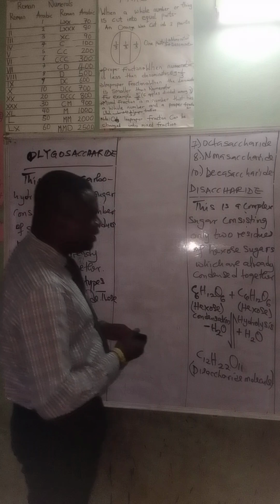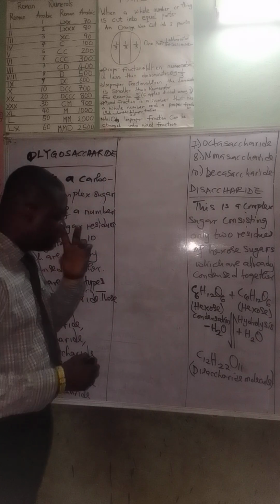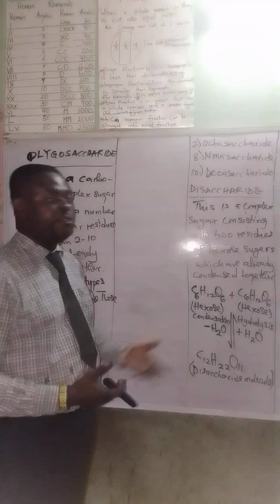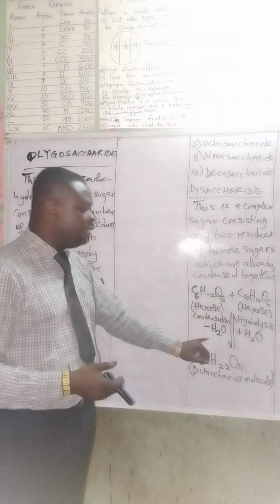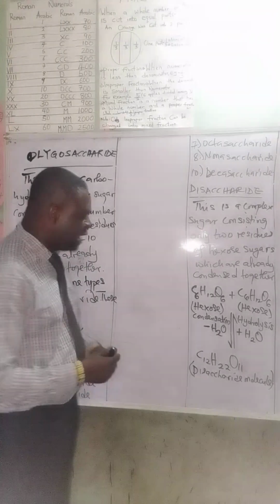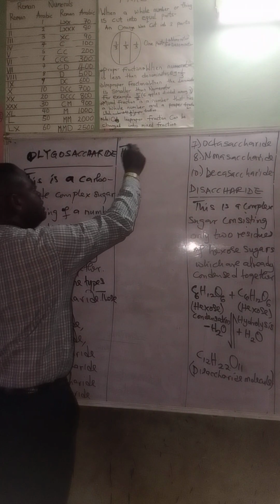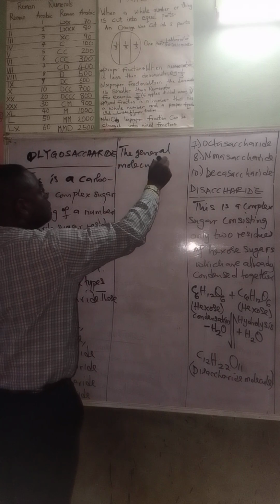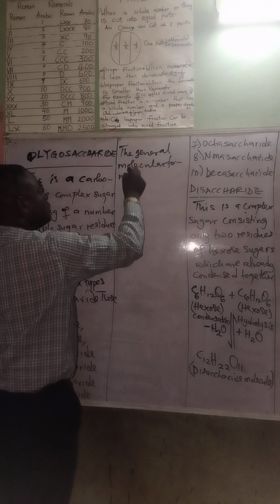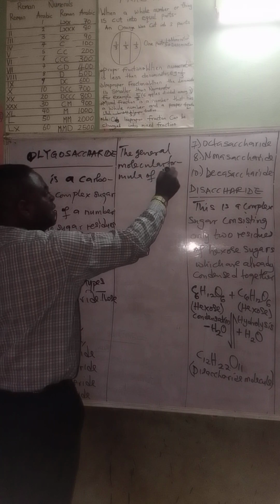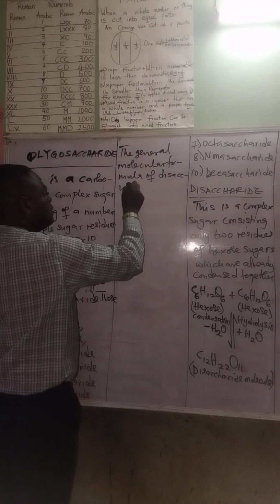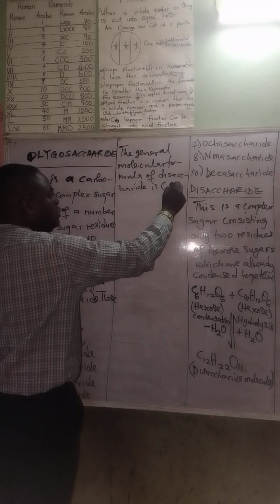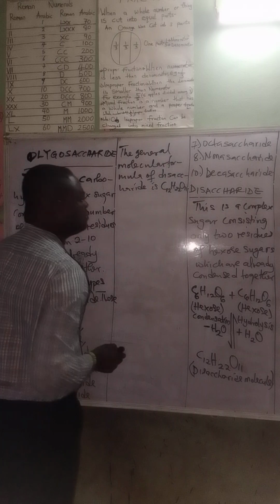So that is why I said disaccharide is a complex sugar that is formed when 2 hexoses, 2 simple sugars, condense together. That is, they combine with the elimination of water molecule. So that is to tell you from here that the general molecular formula of disaccharide is what? C12H22O11, as you have seen.